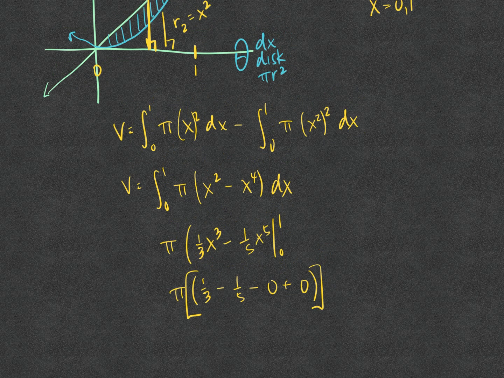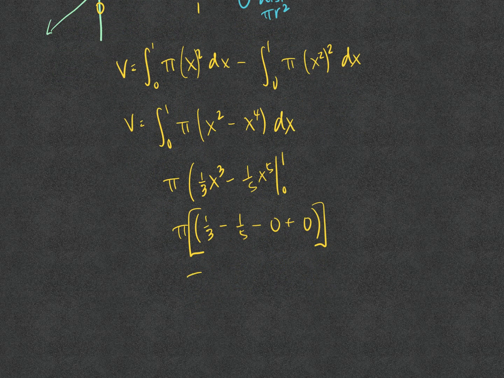So now I'm going to do pi times parentheses, common denominator is 15. So the numerator of the first one is going to be 5, the numerator of the second one will be 3. So we end up with 2/15 pi. And that is our volume when we rotate that. It's kind of like a vase. It kind of has this shape here. So it does the same underneath.